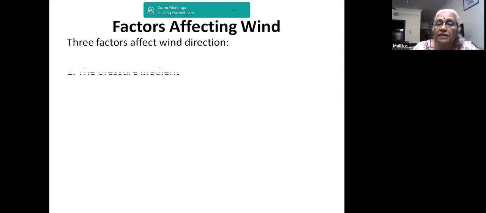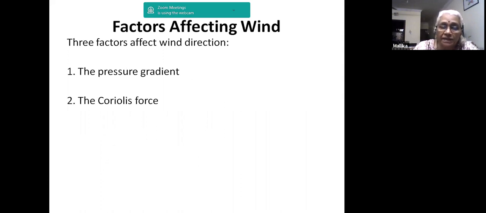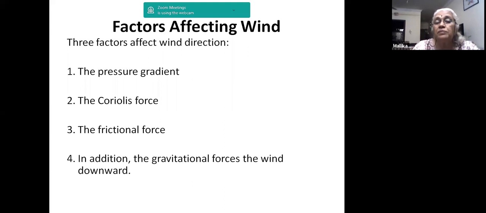So if you look at factors affecting wind, one is the pressure gradient, then the Coriolis force, and then we have the frictional force. Frictional force is just the impact on the winds when they are blowing on the ground, on the surfaces, which may slow down the wind. In addition, we also have a gravitational force that causes the wind to hit downwards, and therefore it comes in at an angle, and that is what creates waves. So waves in the sea are created mainly because of this gravitational force of the wind hitting downwards.